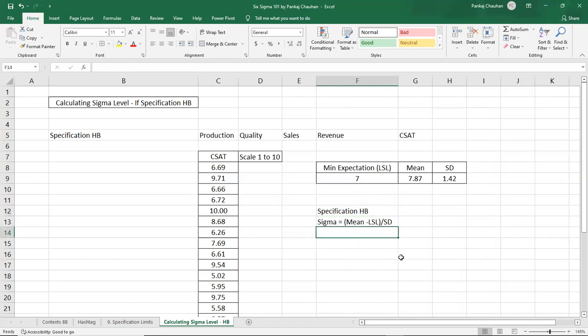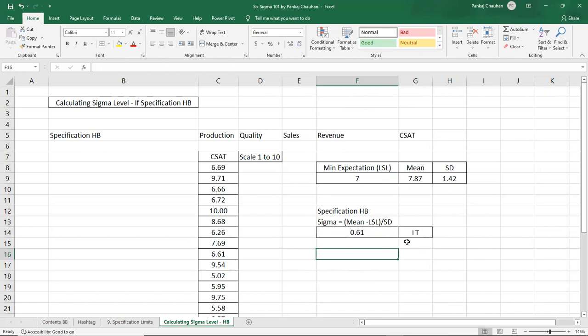Putting all these values in the formula, sigma is the mean value 7.87 minus the lower specification 7, bracket close, divided by the standard deviation 1.42. So this value, 0.61, is your sigma level, and this sigma is calculated as long term. I will explain long term and short term sigma and the difference in upcoming sessions. But for now, remember that all the formulas are designed to calculate long term.